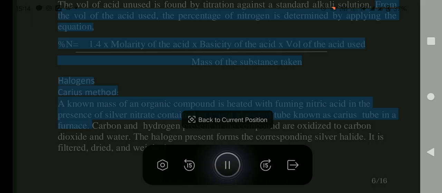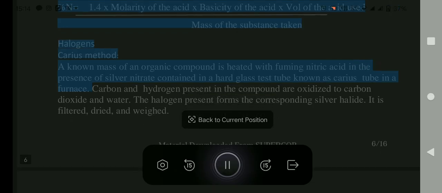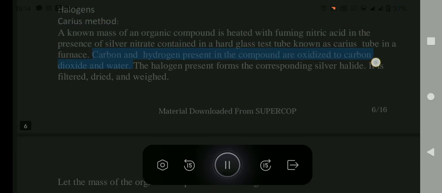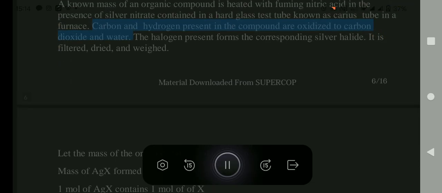Halogens, Carius method. A known mass of an organic compound is heated with fuming nitric acid in the presence of silver nitrate contained in a hard glass test tube known as Carius tube in a furnace. Carbon and hydrogen present in the compound are oxidized to carbon dioxide and water. The halogen present forms the corresponding silver halide. It is filtered, dried and weighed.